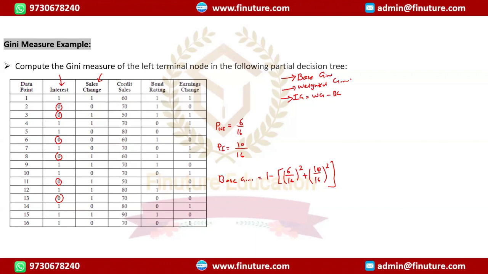6 over 16, how much did we get? 0.14063. Again, 0.14063 plus this one, and this is a square. You did a square, right, Vipin? Yes. Okay. And 10 over 16? 0.3906. Right, 0.3906. Can you guys add and tell me the direct number, base Gini?